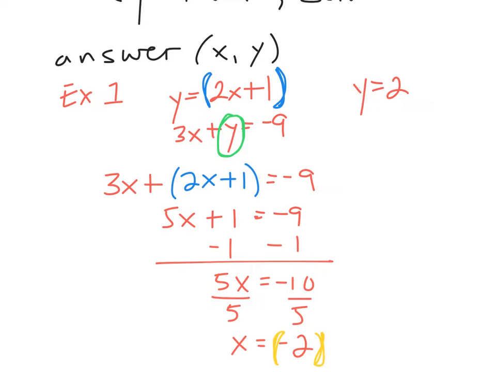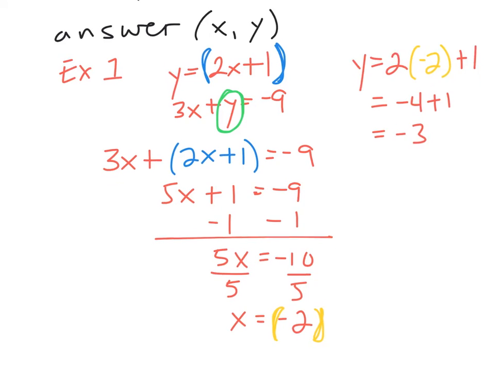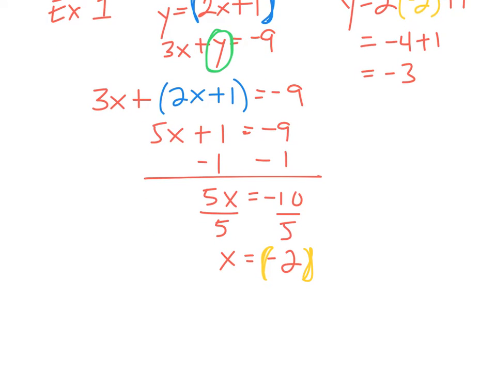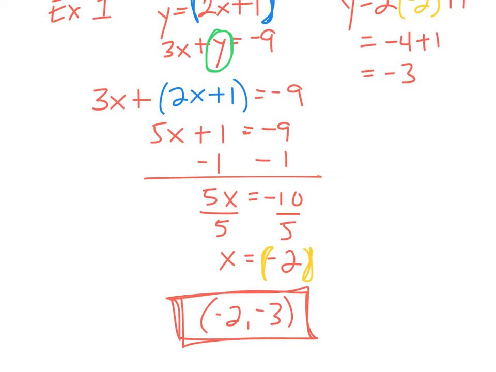Now instead of having times x, I will have times -2, as that's the value of x, and then plus 1. So 2 times -2 is -4. -4 plus 1 is, of course, -3, which leaves me with my final solution then as -2 and -3, putting the x value first and the y value second. So that's substitution. We are literally replacing one variable with what that variable is equal to.